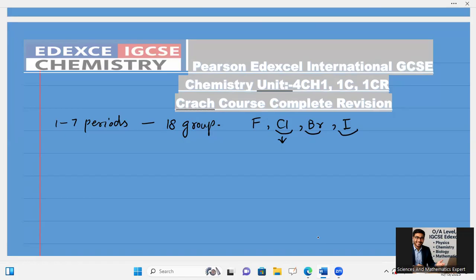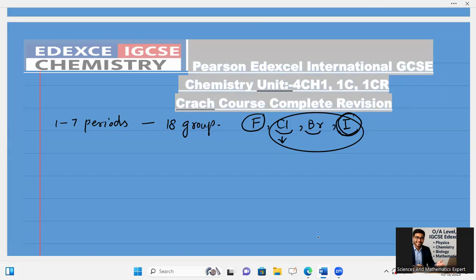In displacement reactions, I have given you the example. Fluorine can replace all three from their HCl, HBr, and HI. Chlorine can't replace fluorine, but it can replace bromine and iodine. Bromine can replace iodine. Iodine can't replace anyone.